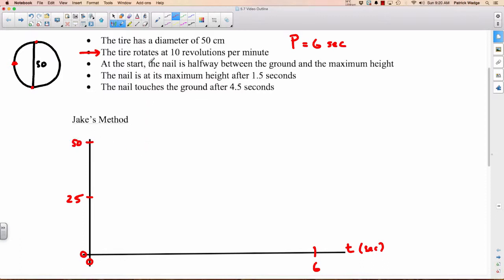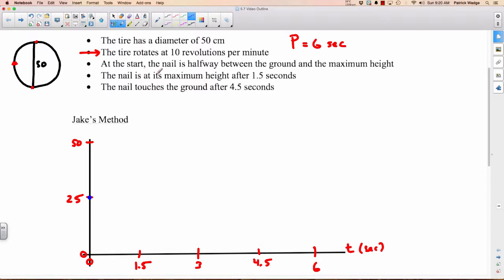Okay, at the start, so it's time 0, the nail is halfway between the ground and the maximum height. So there's the nail at the start. The nail is at its maximum height after 1.5 seconds. So let's break this down. Here's halfway to 6, so this is 3, and halfway between 0 and 3 is 1.5, and halfway between 3 and 6 is 4.5, and I think that's all we need.